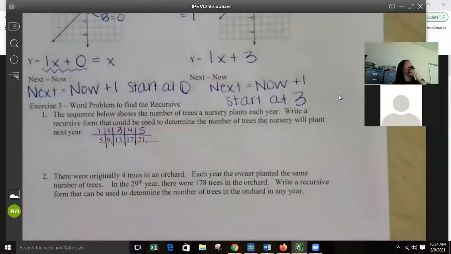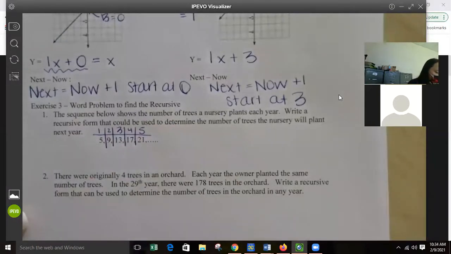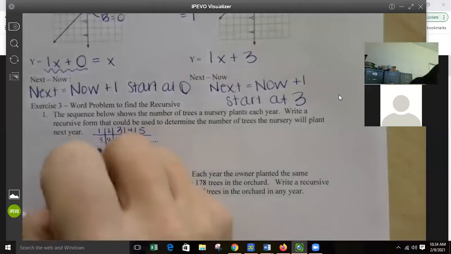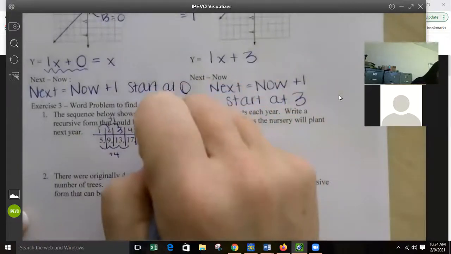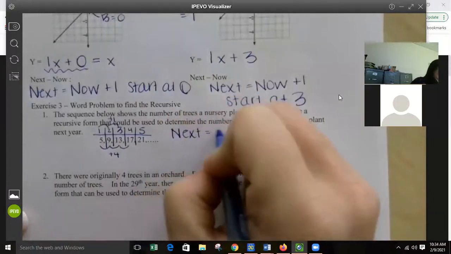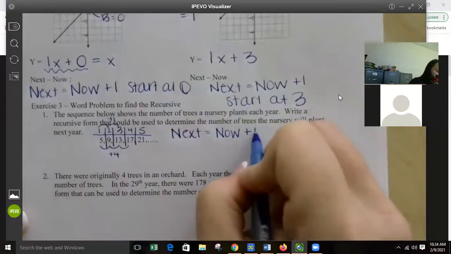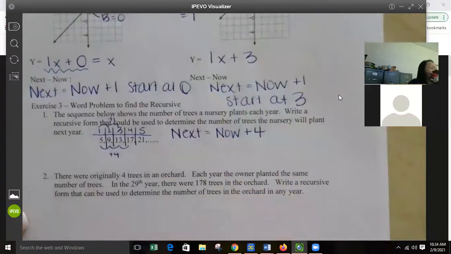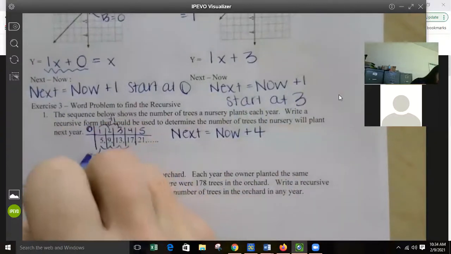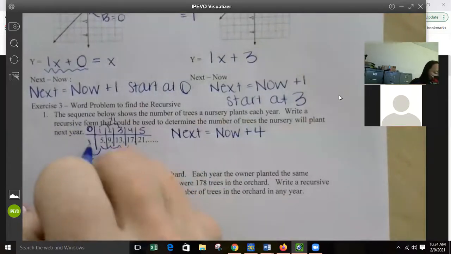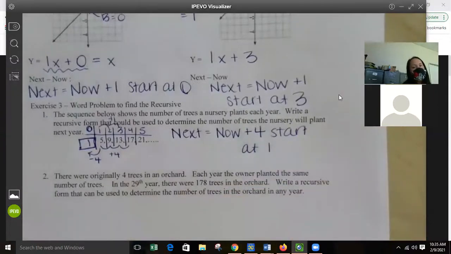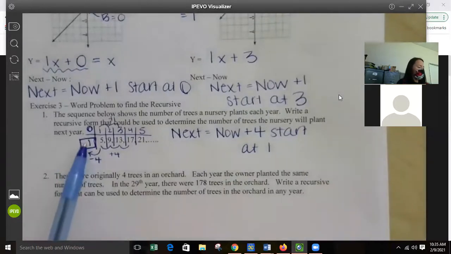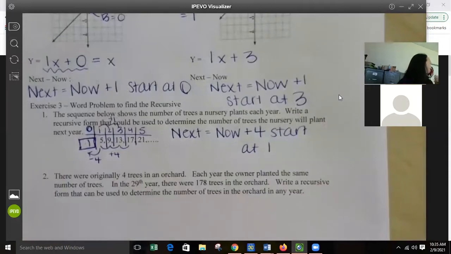And so remember, we have to find our y-intercept. This chart does not show our y-intercept. So what's happening each time? On the top, we're doing plus one. So it says write a recursive form. Next equals now. Each time it's doing what? Adding four. But we don't have our start, so we need to go backwards in our chart. And we subtract 4, which is 1. This number is what we're looking for, not the 0. Start at 1. Because y'all forget to do this and you use 5 as your start. You just got to be careful.